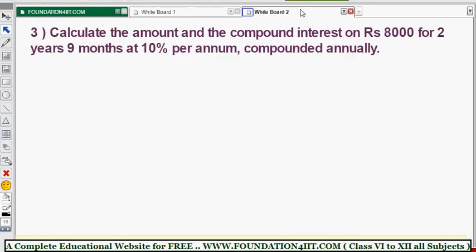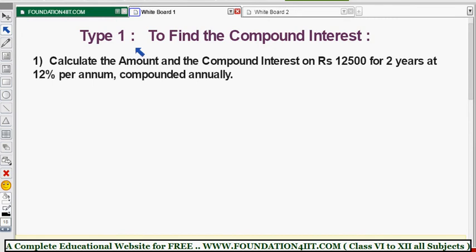So I'll show you a few questions here. This is one, and one more. Okay, see the first problem. You can solve the rest of the questions also from your textbooks, because only the numbers will change, the method is the same. Okay. Now calculate the amount and compound interest on rupees 12,500.